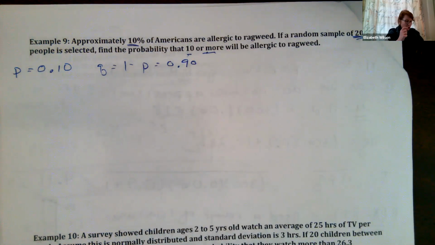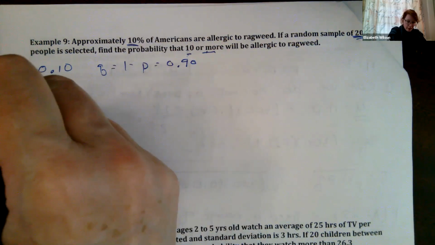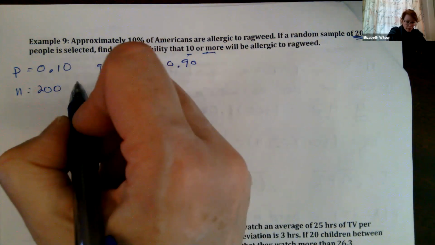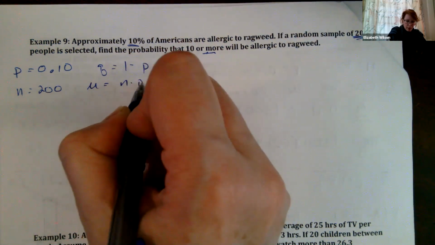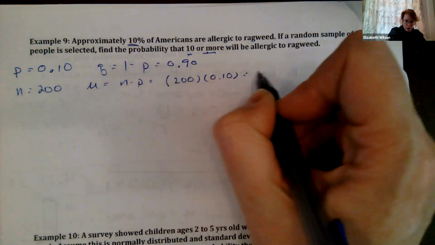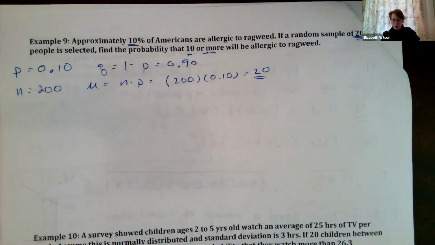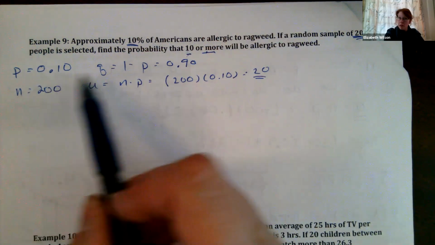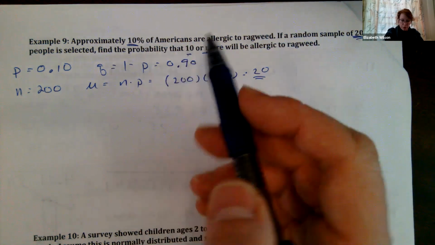Okay, so now what I can do is I can say my N is equal to 200. I have to do that quick check to see that N times P, so this is 200 times 0.10, which is 20. That's my mean, which is greater than or equal to 5, so we're good. And my n times q is also going to be greater than or equal to 5, so we're good for that too.